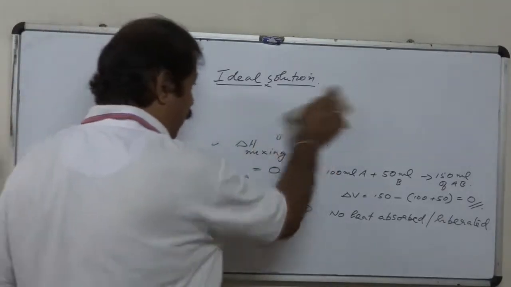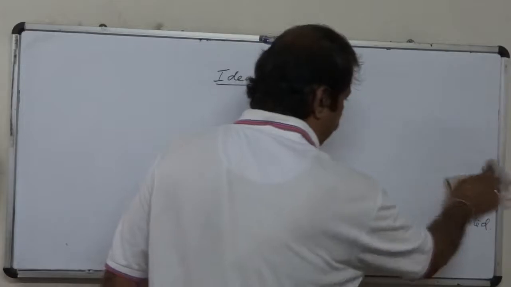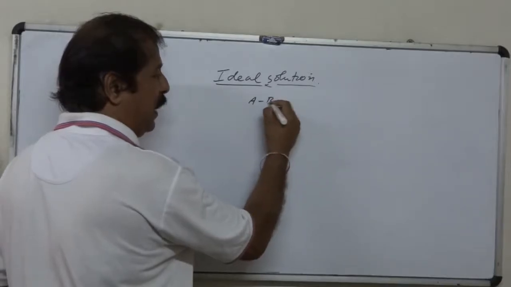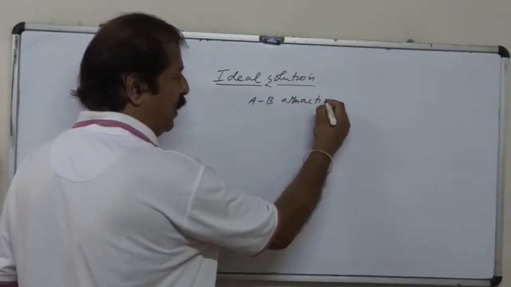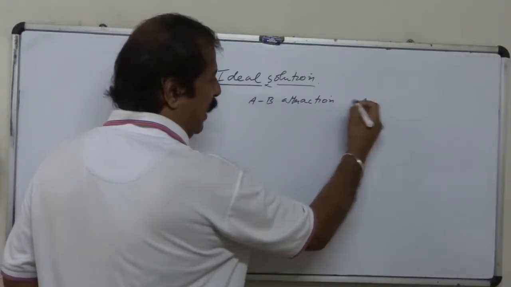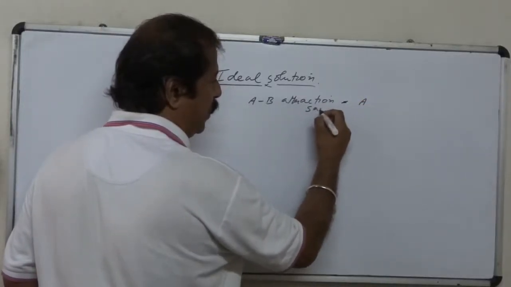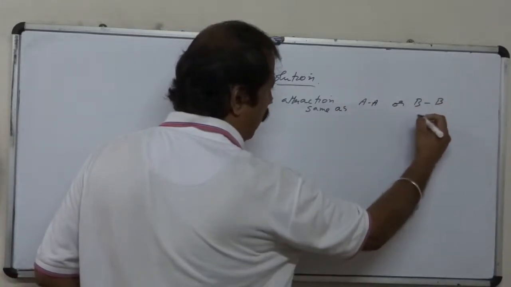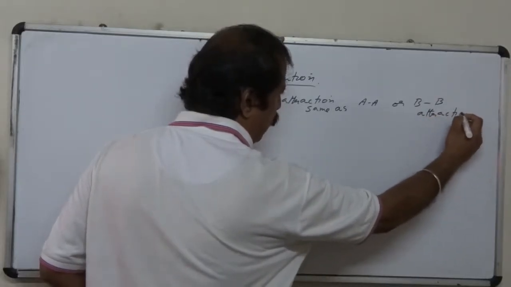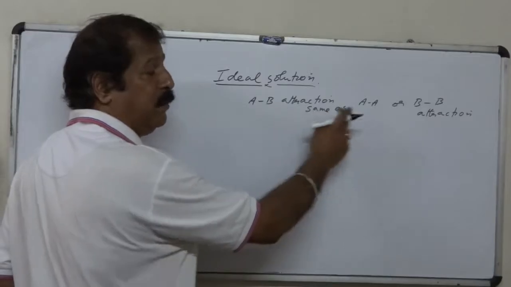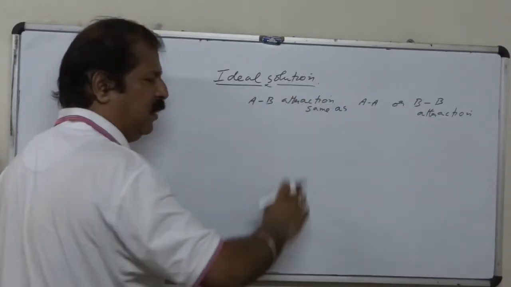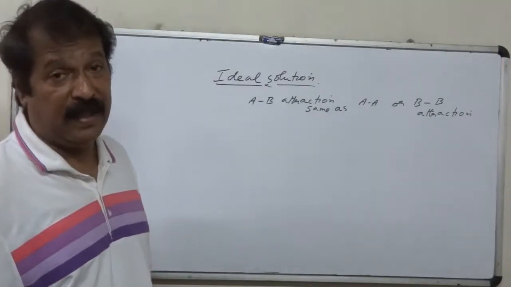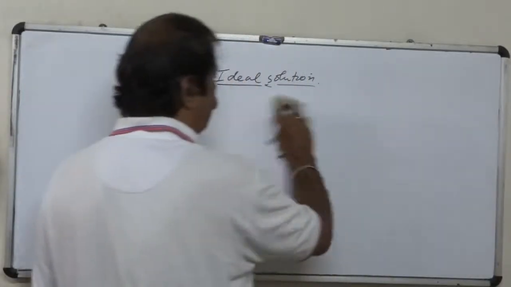We can say another way of stating ideal solution. A solution is ideal when AB attraction is same as AA or BB attraction. AB attraction means solute solvent. Solvent solute attraction should be same as solvent solvent or solute solute attraction. Then delta V mixing will be 0, delta H mixing will be 0, then it will obey Raoult's law, then it becomes ideal solution.